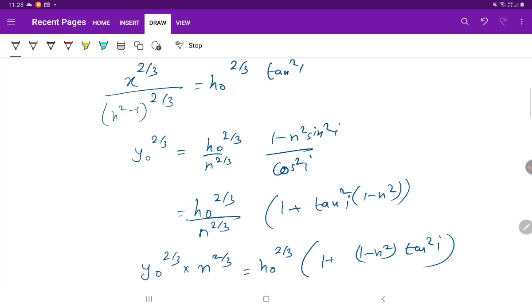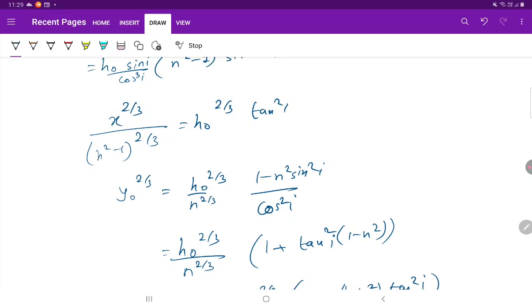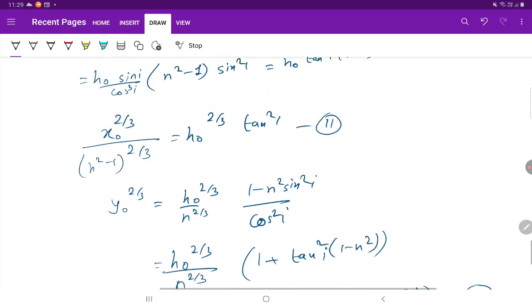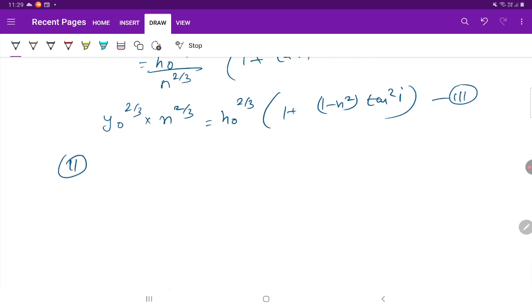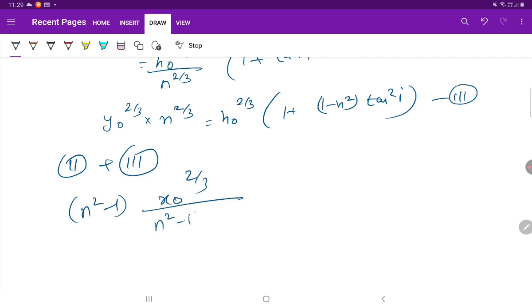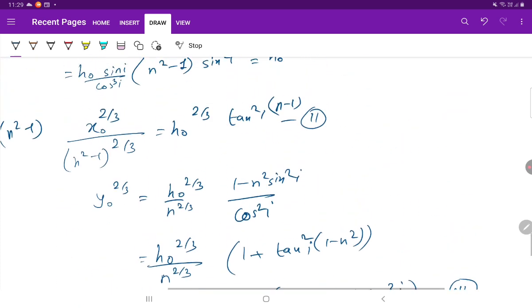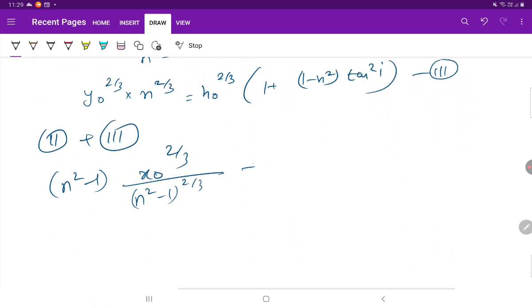So we just did some separation of variables, and now in this expression for x naught, this is equation 2 and this is equation 3. So what I'll do, I'll be multiplying n square minus 1 on both sides in equation 2 and adding it with equation 3. So equation 2 plus equation 3, you will get n square minus 1 into x naught to the power 2 by 3 upon n square minus 1 whole to the power 2 by 3. Probably this was the expression, right? Plus n to the power 2 by 3 y naught to the power 2 by 3 is equal to h naught to the power 2 by 3.